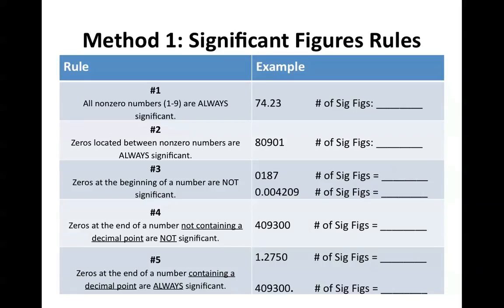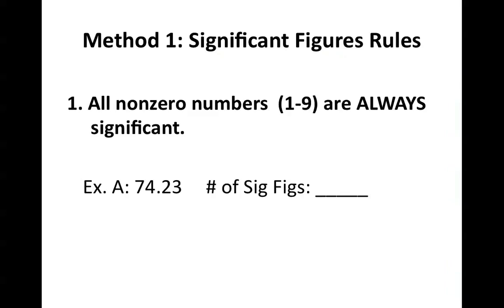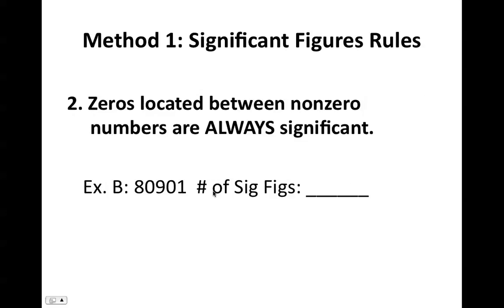There are two big methods for learning how to do this. The first one I'm going to discuss is a list of rules you can follow in order to determine the number of significant figures. In the first method, rule number 1 is that all non-zero numbers, so numbers 1 through 9, are always going to be significant. In my example A, I have 74.23. They're all 1 through 9 numbers, so they're all significant, which means I have 4 sig figs.